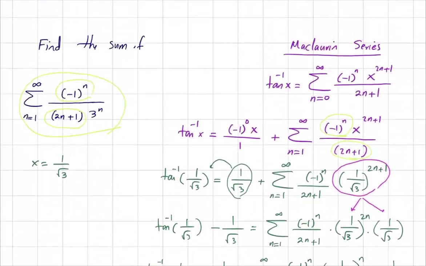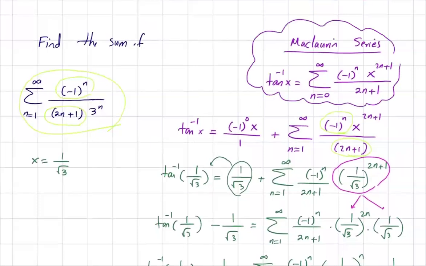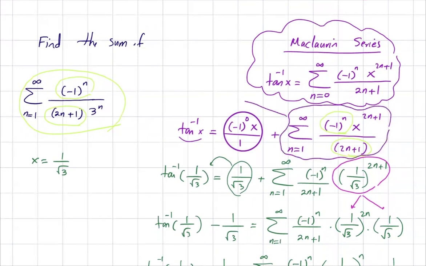Let's recap what we did. To find the sum of this series, we used the Maclaurin series for inverse tangent of x. Inverse tangent of x is the summation of (-1)^n x^(2n+1) divided by 2n+1, and starts from 0 to infinity. Inverse tangent can be written as, if you plug in 0 for n, you end up with your x plus the rest of the power series. Why did we write it this way? Because our power series starts at 1. It doesn't start at 0.